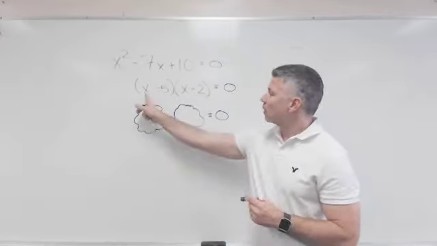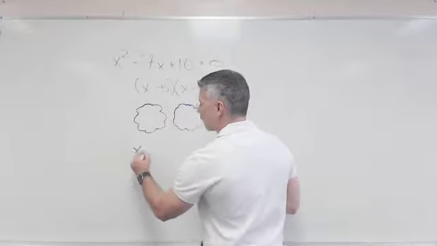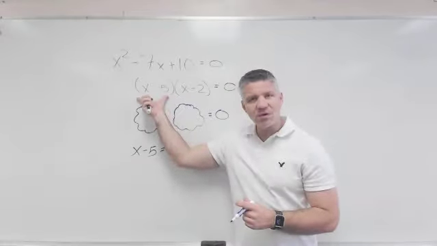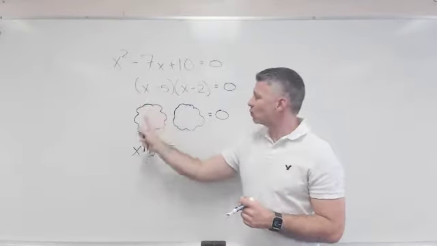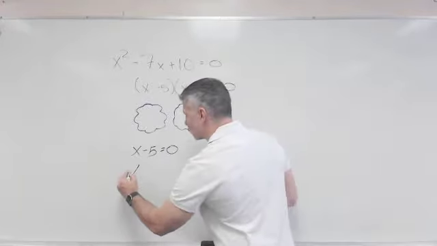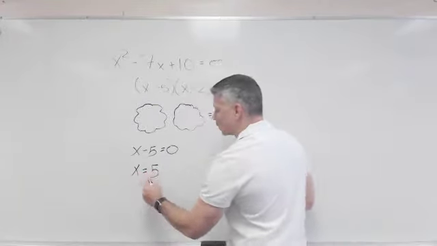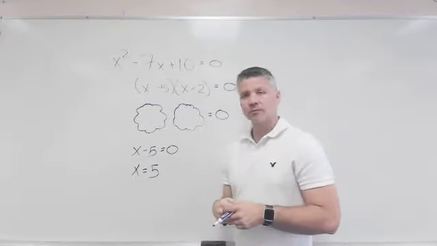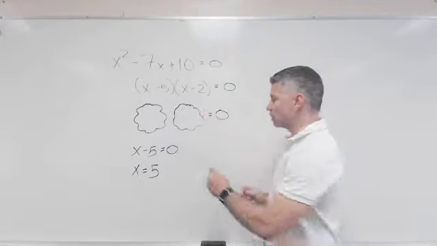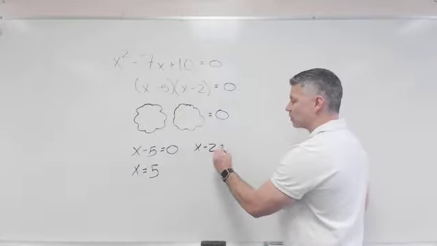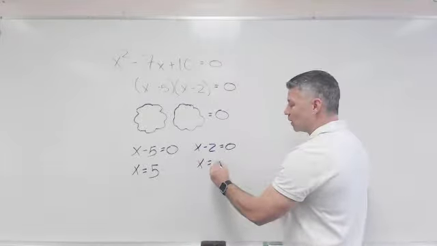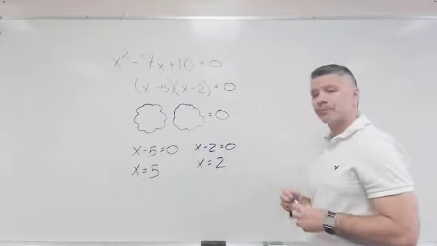So let's do that. Let's make x minus 5 equals 0. I'm saying maybe this is my 0, which makes these multiply to 0. Well, if x minus 5 equals 0, x equals 5. Maybe my x minus 2 is my 0, so maybe x minus 2 equals 0. And if that's true, then x equals 2.